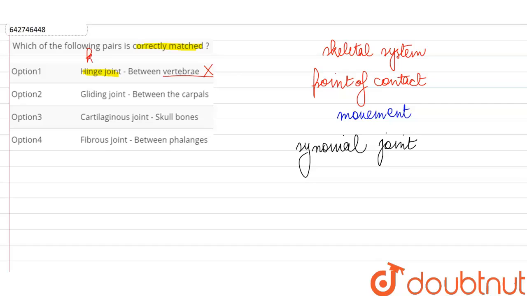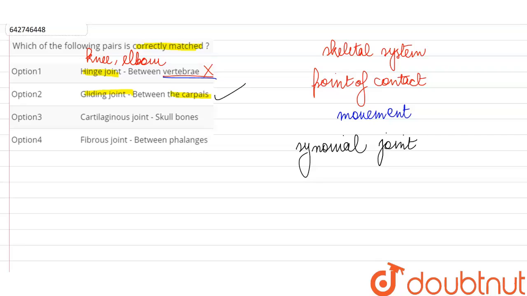Hinge joint we are going to find in our knee, in our elbow, all of these, which allows movement in a single plane. And between vertebrae we see that there are discs made of cartilage, so it is a cartilaginous joint between the successive vertebrae in our vertebral column or our backbone. So this is incorrect. Next they are saying gliding joint is between the carpals. Now this is a correct example.